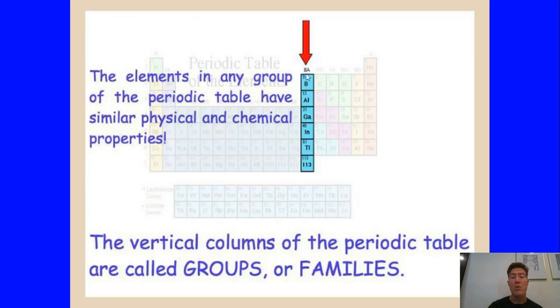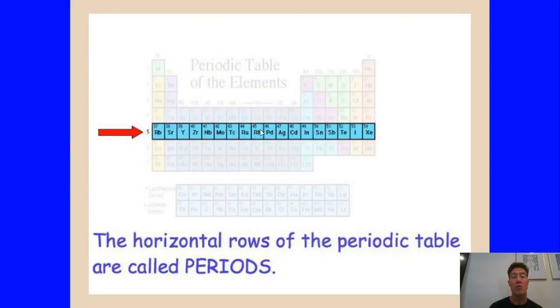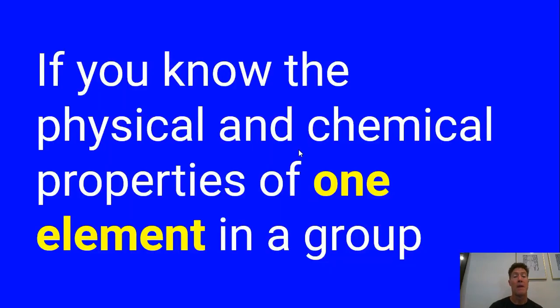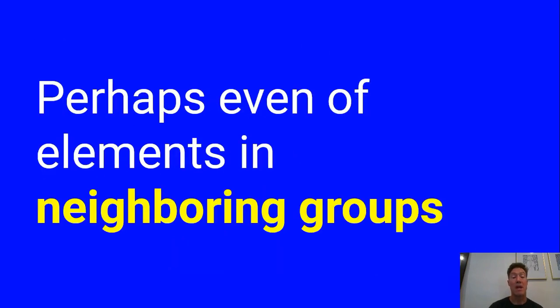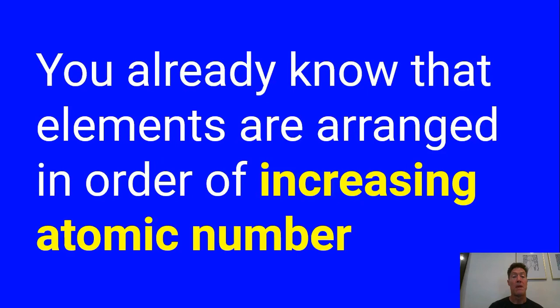So, quick review, we call vertical groups families. This is the boron family. We call horizontal rows periods. So this is the fifth period. This would correspond to the fifth energy shell. And if we know the physical and chemical properties of one element in a group, then we can make a very good guess about the physical and chemical properties of other elements in that same group because they all have the same valence electrons. We could even start making guesses about elements in neighboring groups.